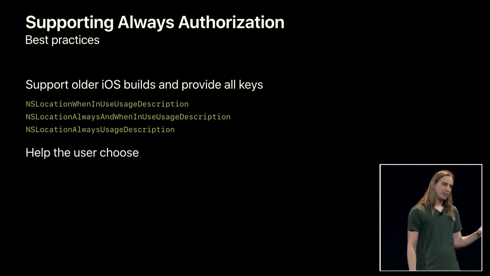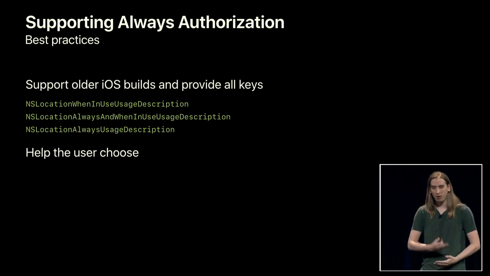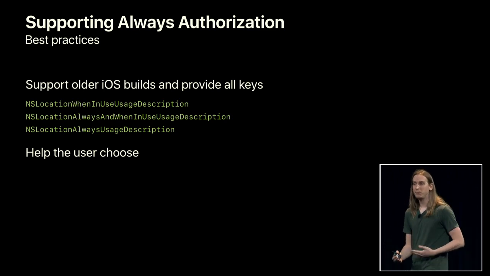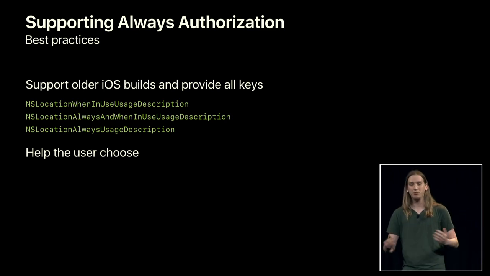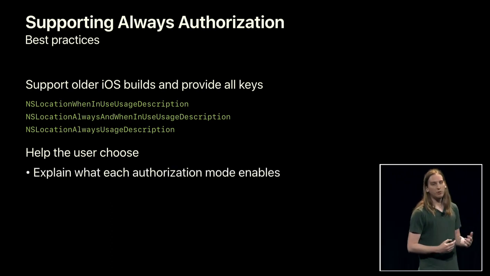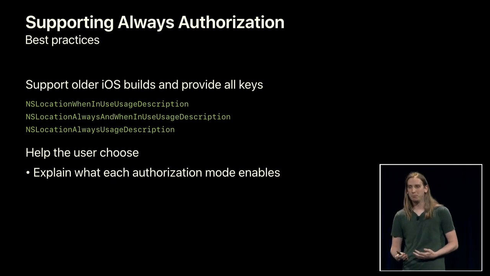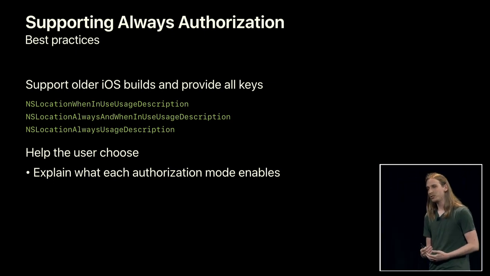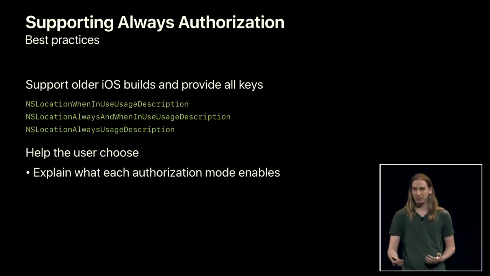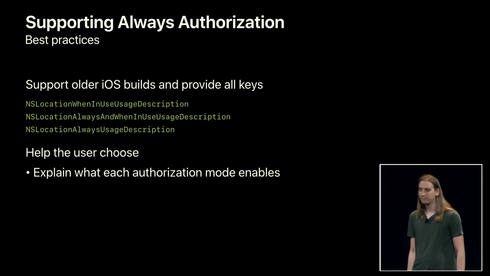Second, your always and when-in-use usage description should help the user choose between always and when-in-use. We'll use it in contexts where those are the 2 options presented to the user. So your description should explain to the user what features will be enabled if they select when-in-use authorization, and then what additional features they'll receive if they choose to grant your app always authorization.